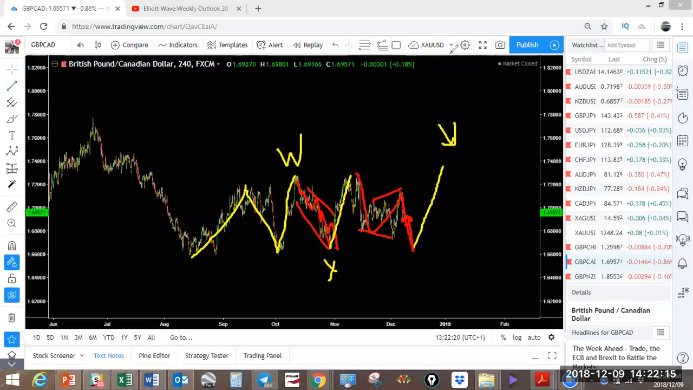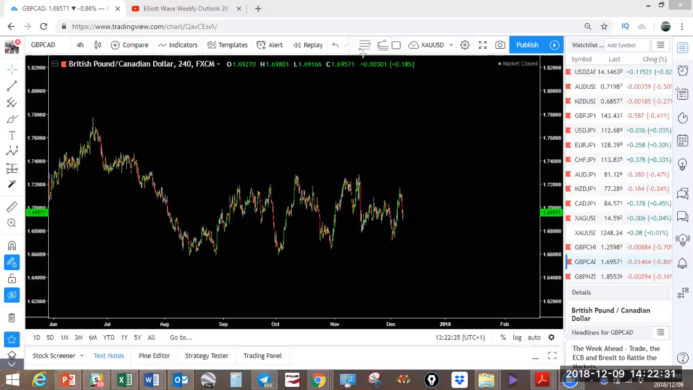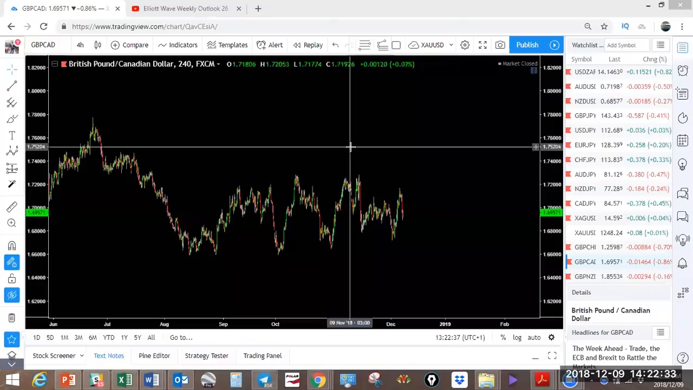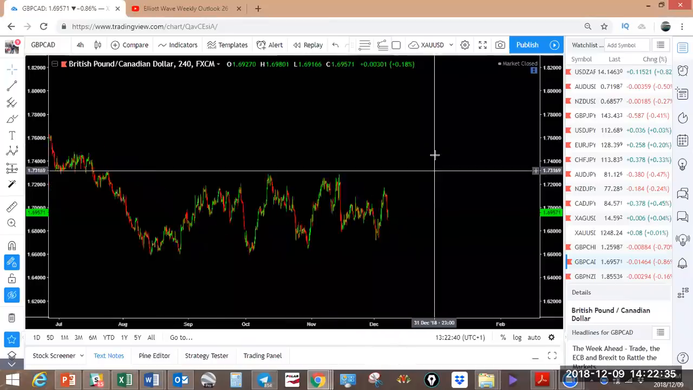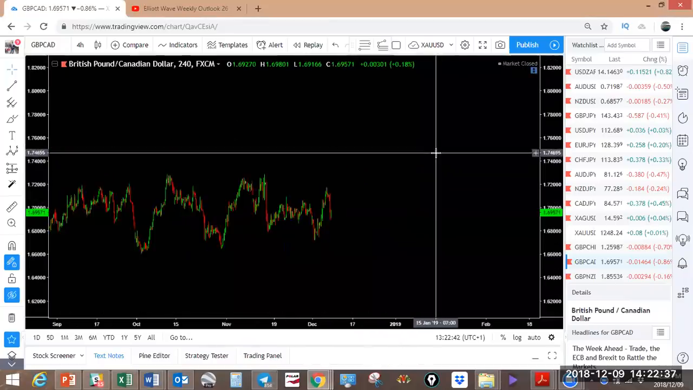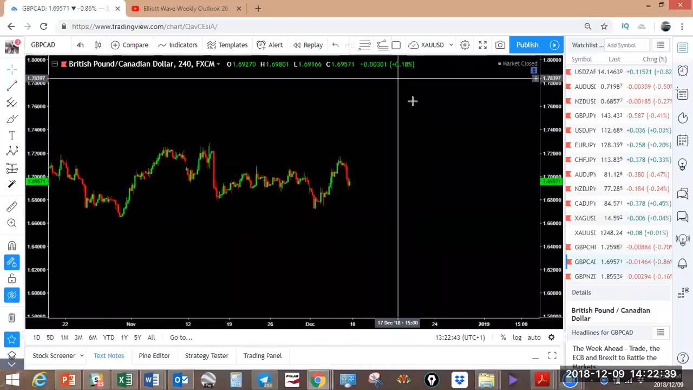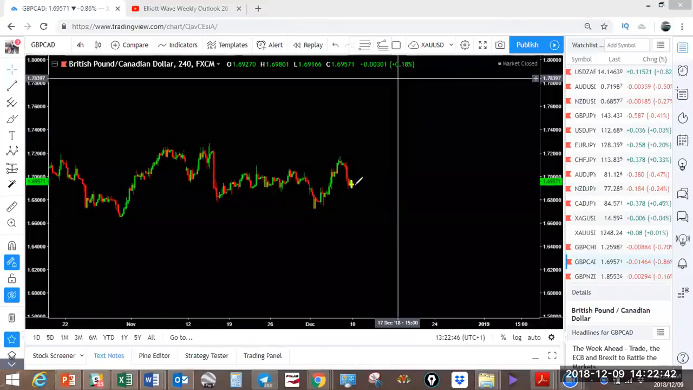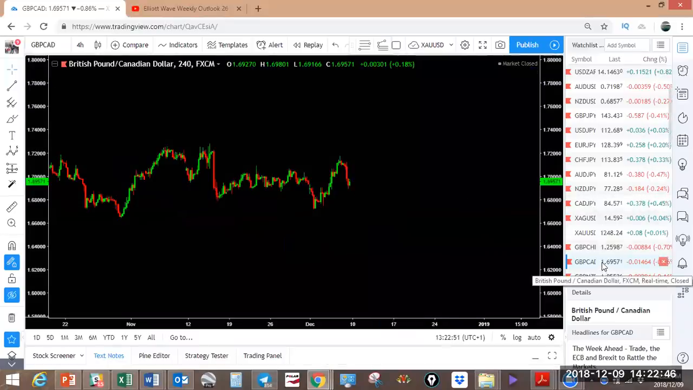Okay, and that structure is a simple 3-wave structure, 1, 2, 3. And we'll expect big down, because that's corrective, right? What's the next move? Next move to look out for, immediate move, is to look for this one to continue downside. Continuation to the downside. All right, that's pound CAD.